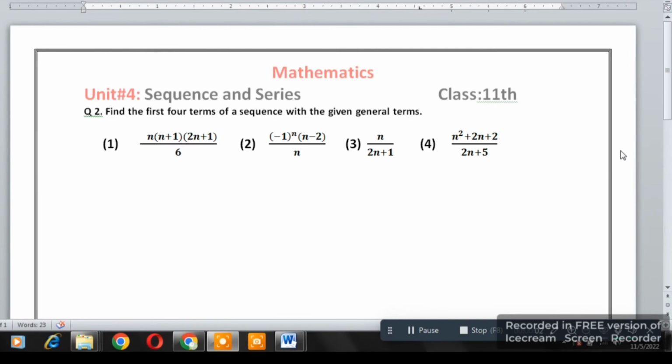Mathematics, class 11, unit number 4, sequence and series. Question number 2, find the first 4 terms of a sequence with the given general terms. Part number 1, n into n plus 1 into 2n plus 1 divided by 6. Part number 2, minus 1 whole power n into n minus 2 divided by n. Part number 3, n divided by 2n plus 1. Part number 4, n square plus 2n plus 2 divided by 2n plus 5.